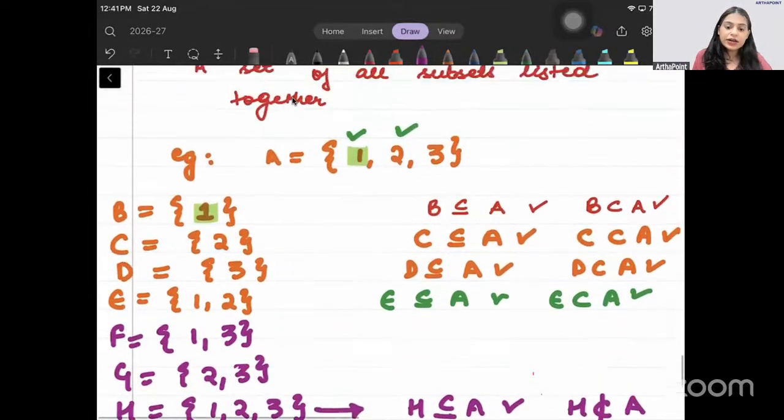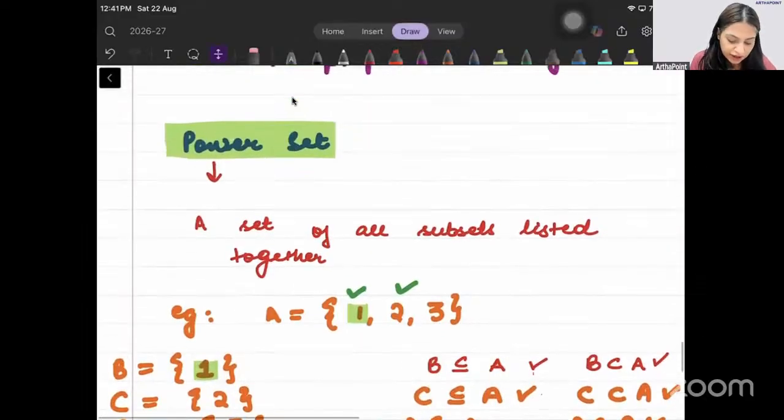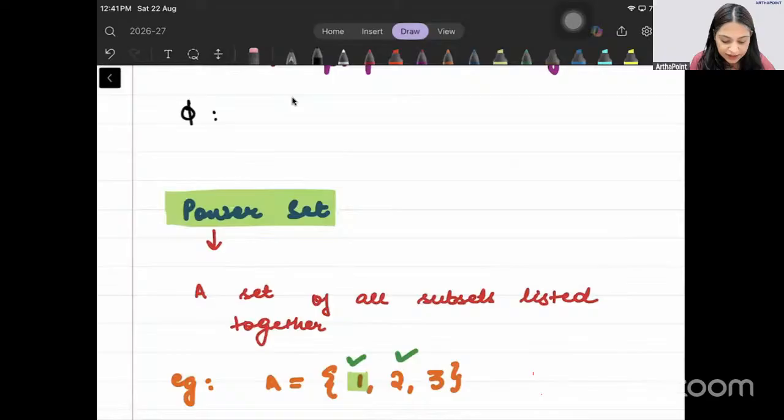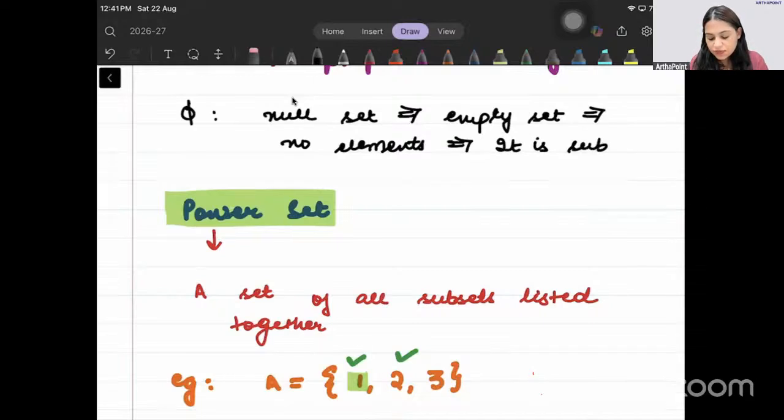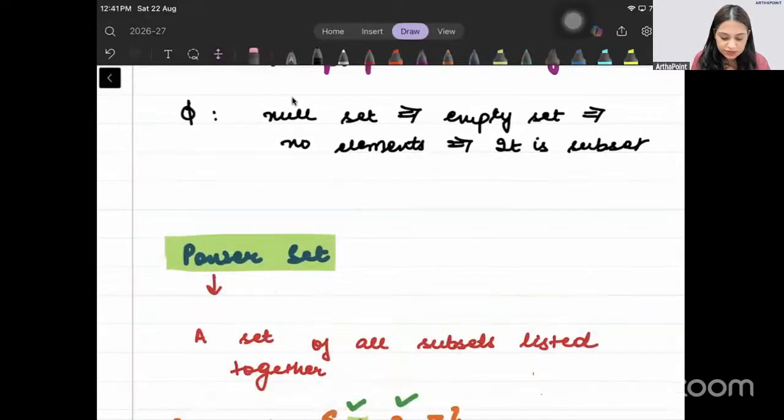Acha, what about a new set that I am going to define today, which is called a null set? A null set is called an empty set. An empty set is a set which has no elements in it. And an empty set has a definition that it is a subset of every set. An empty set is a subset of every set.